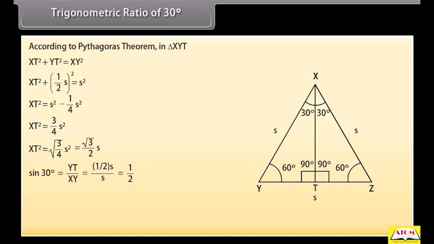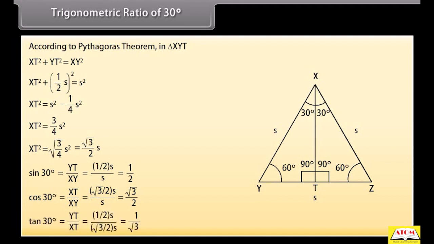Sine 30 degree is equal to YT upon XY equals 1 upon 2 S upon S, which is 1 upon 2. Cos 30 degree is equal to XT upon XY, which equals square root 3 upon 2 S upon S equals square root 3 upon 2. Tan 30 degree is equal to YT upon XT equals 1 upon 2 S upon square root 3 upon 2 S equals 1 upon square root 3.